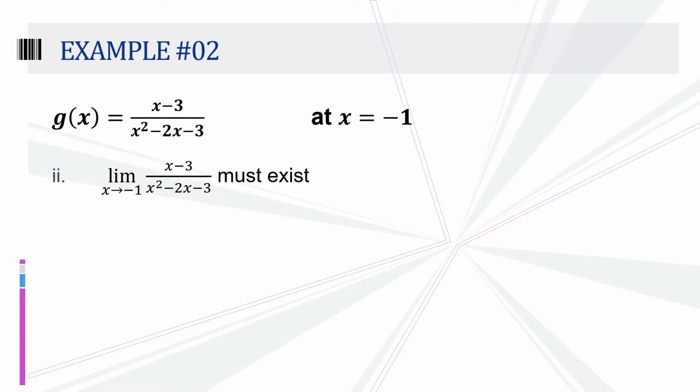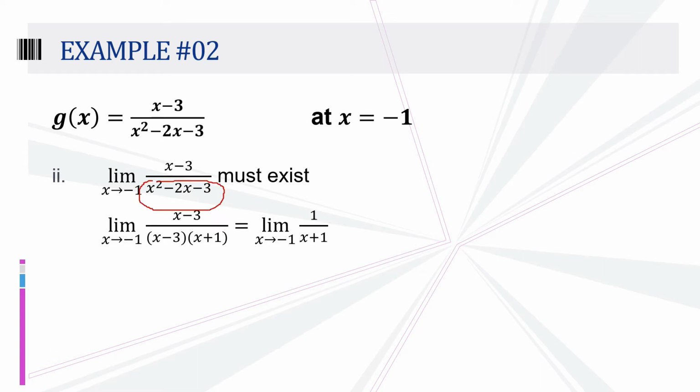Criterion, check naman natin, nag-exist ba yung limit niya? Okay? So pwede natin actually i-factor out itong part na to. So that becomes x minus 3 over x minus 3 times x plus 1. So pwede natin tanggalin to. This is just equal to 1, which leaves us with the limit of 1 over x plus 1 as x approaches negative 1. And by direct substitution, that is equal to 1 over 0. Okay? Pero hindi natin alam 0 positive o 0 negative.